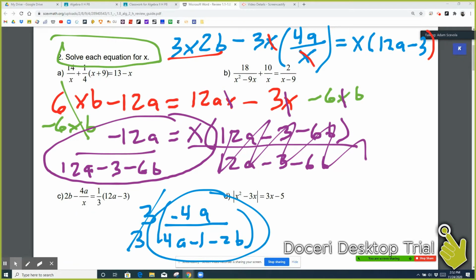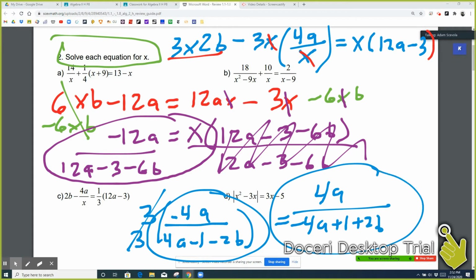All right, another way to express it would be to multiply everything by a negative 1 to get rid of the negative. So you get 4a over negative 4a plus 1 plus 2b. So this is also another acceptable answer. All right.